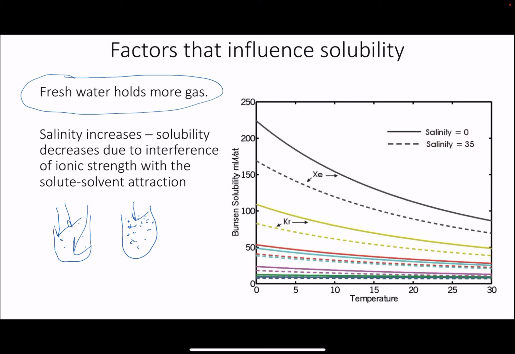And so you can see this on the right-hand plot. It's again the Bunsen solubility on the y-axis and temperature on the x-axis, but now we've got two lines for each of the elements. Fresh water is the solid line, and then salinity is the dashed line. And so you can see that for any given temperature, the solubility is lower when there's salts present. Okay, and that's again because there isn't room. There's this interference of ionic strength because of the solute-solvent interactions. And so these solubility lines are depressed when you have higher salinity.